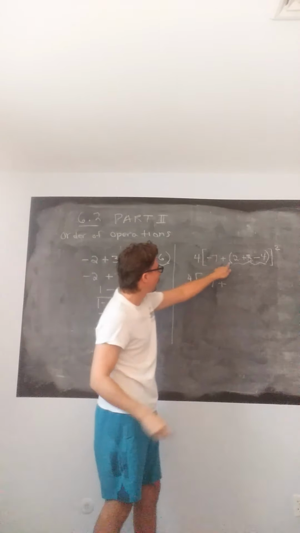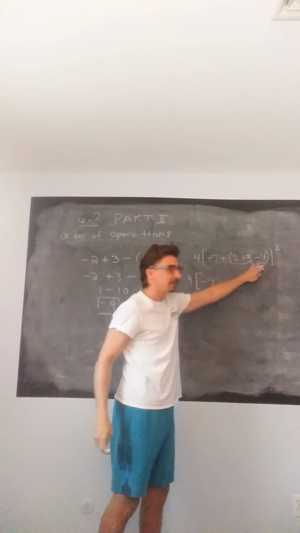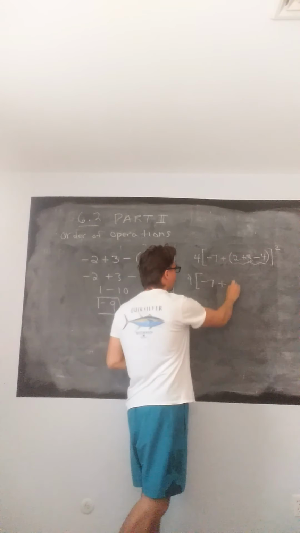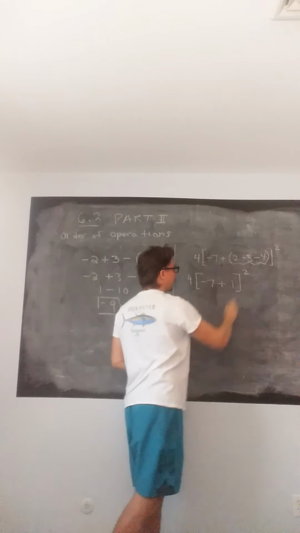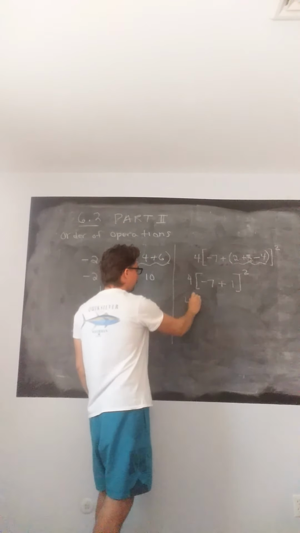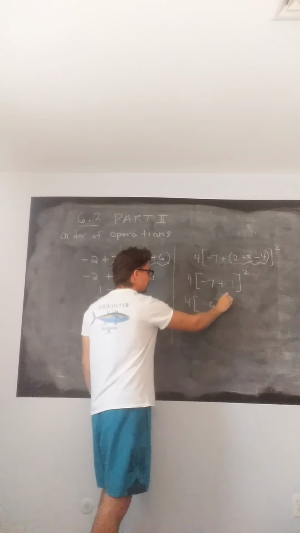Now what's going on in the parenthesis? We have 2 plus 3 minus 4. So we can just go and do that from left to right. 5 minus 4 is 1, and this whole thing is squared. So now we have 4 times -7 plus 1 is -6, and it's squared.